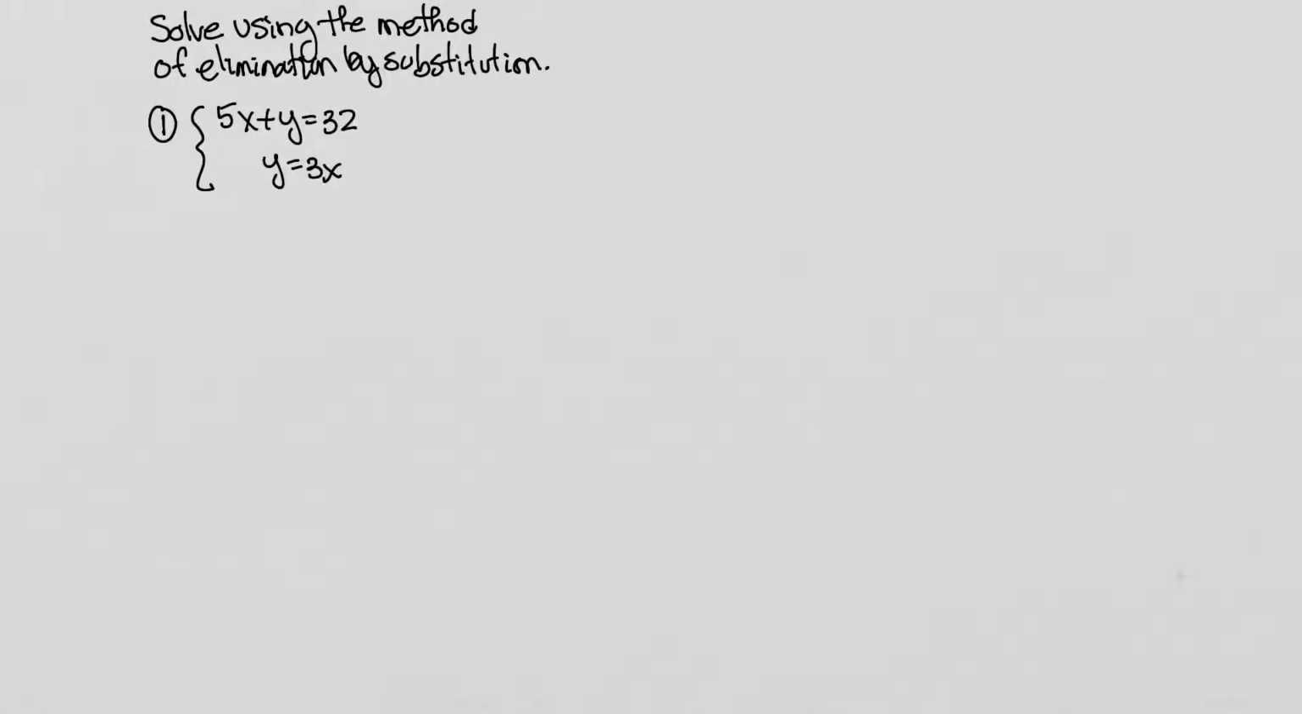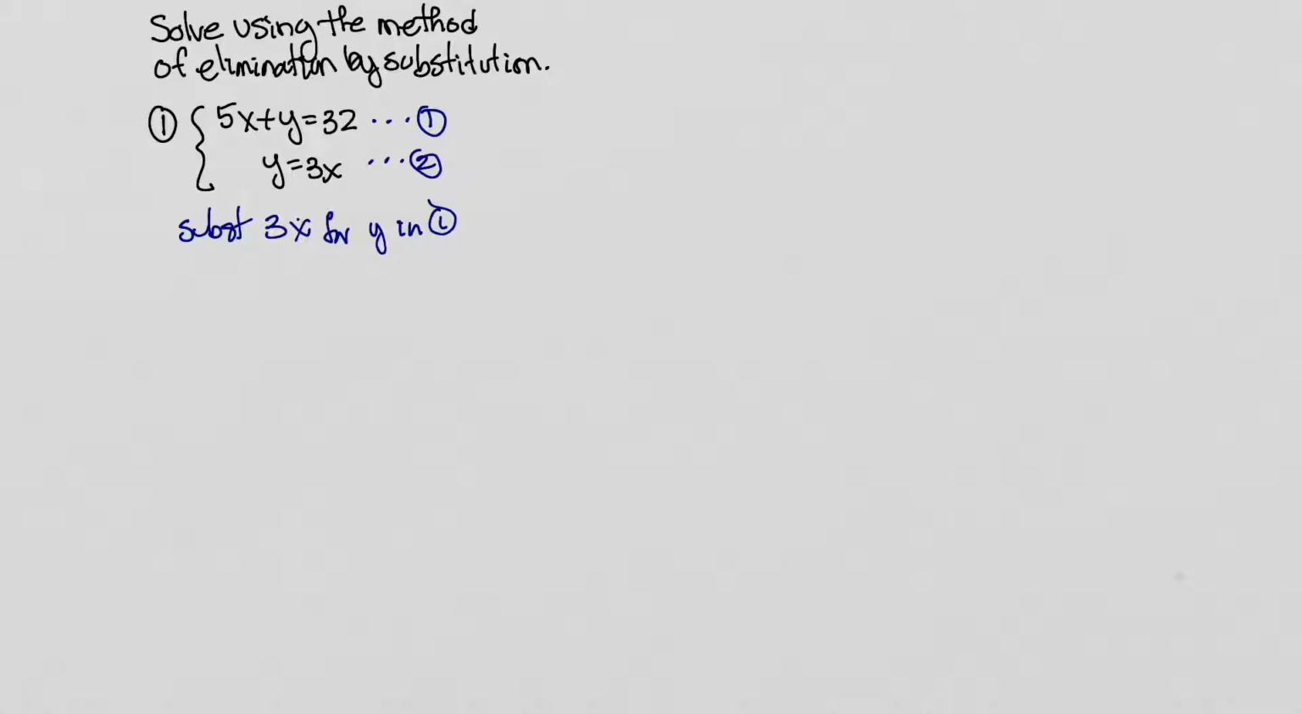We're going to use the method of elimination by substitution to solve this equation here. And this is a good candidate for this method because I have one of the equations already solved for one of the variables. So I'm going to name these equations. The top equation I'll name number 1, the bottom equation number 2, and the plan will be to substitute 3x for y in equation 1.